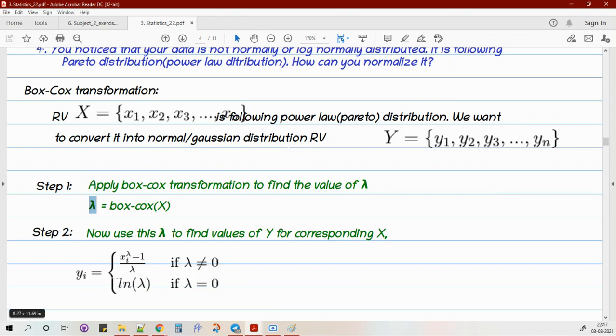If it is log normal, then just take the log of all the data and it would be normally distributed. That's the definition of log normal distribution, right? So if lambda equals 0, then you know this is a log normal distribution. Just take ln of xi, not lambda, all the data, and it will be converted to a normal distribution y. If it is not, then it will give you some value of lambda. And if you put the value of lambda in this equation, (xi to the power lambda minus 1) divided by lambda, you will get all the yi for each xi, and this random variable y would be normally distributed. So this is the technique to convert your power law distributed data, Pareto distribution, into normal distribution, right?